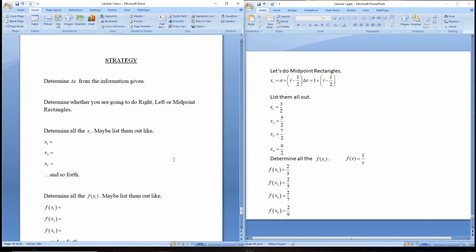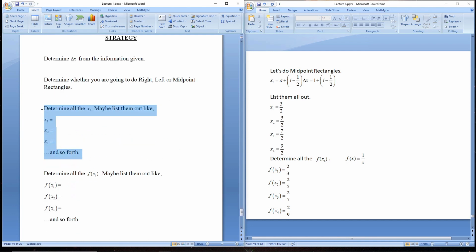And now in our strategy, we're going to list out all the positions of the rectangles given by our position formula here. So the first position, when i equals 1. So just plug a 1 in here. 1 minus a half is a half. And then a half plus 1 gets us 3 halves. And you plug in 2, plug in 3, plug in 4, and you'll get these fractions.